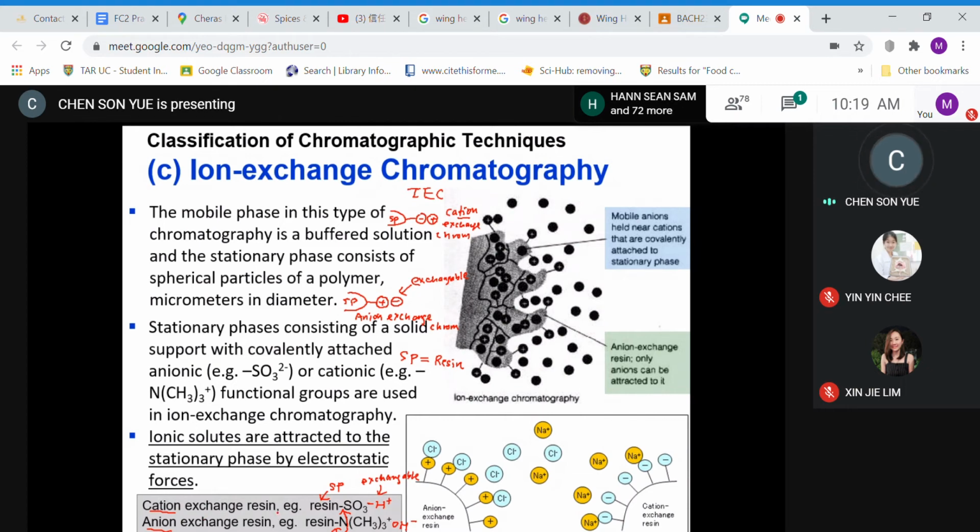So these are the IEC here. And this IEC is the one that you did in your last practical, which is IC, ion chromatography. IEC, then you further reduce it, then it becomes IC. So IEC becomes IC. Now we move on to see other types of chromatography.